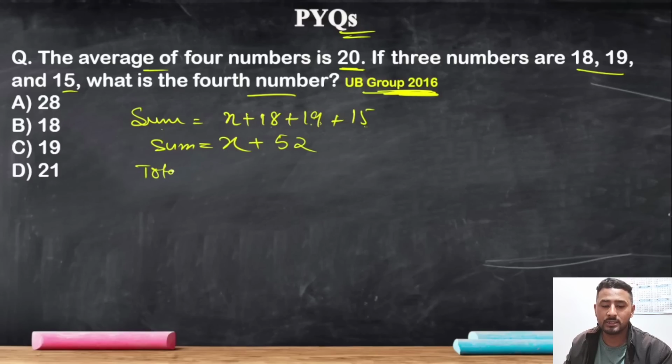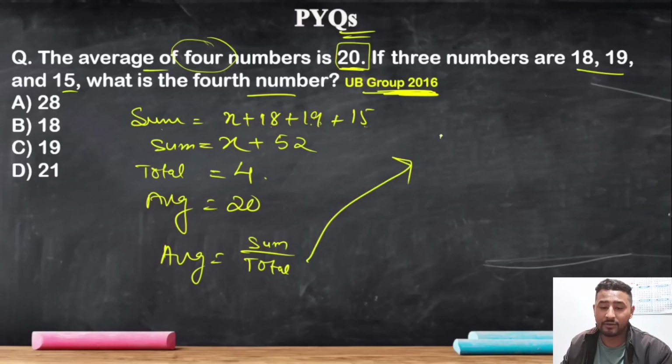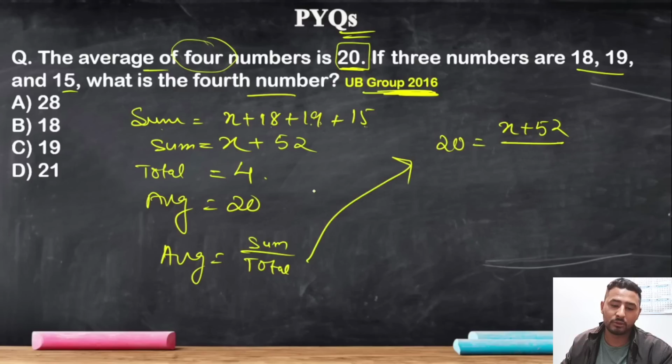How many total numbers? Count how many are already given. Average of 4 numbers is 20, so total is 4. The average is already given as 20. Put the formula: average equal to sum by total. Our average is 20. Sum is x plus 52. The total number is 4. Just put in the formula, get the answer.